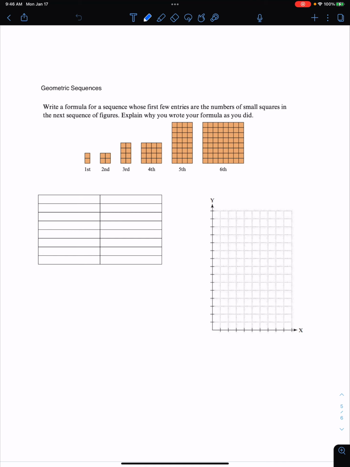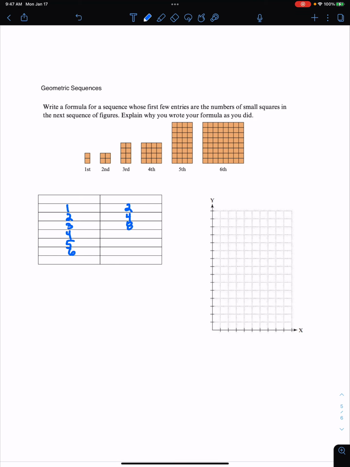So I'm going to, again, create a table here. So we've got the first entry, the second entry, the third entry, the fourth, and the fifth. Oh, and the sixth. So for our first one, we've got 2 boxes. So I'm going to just write a number 2 here. For the second, we've got 4 boxes. For the third, it looks like 8 boxes.